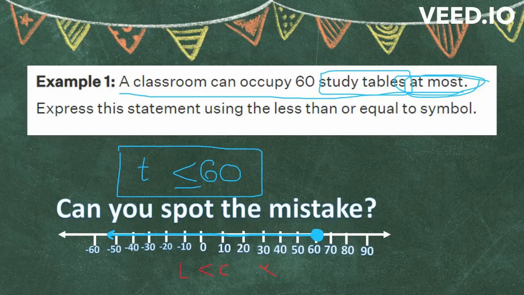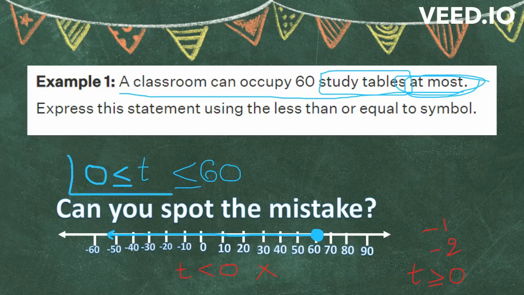It is going on the negative side indefinitely. So it cannot be lesser than 0, right? Because we can't have minus 1 study table or minus 2 study table, so it has to be greater than or equal to 0. It can be 0 or more than that. So t here is lying between 0 and 60. It can be 0 or at the most it can be 60.